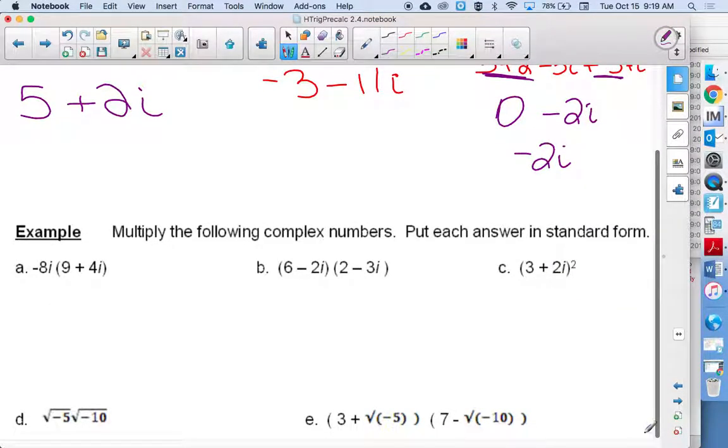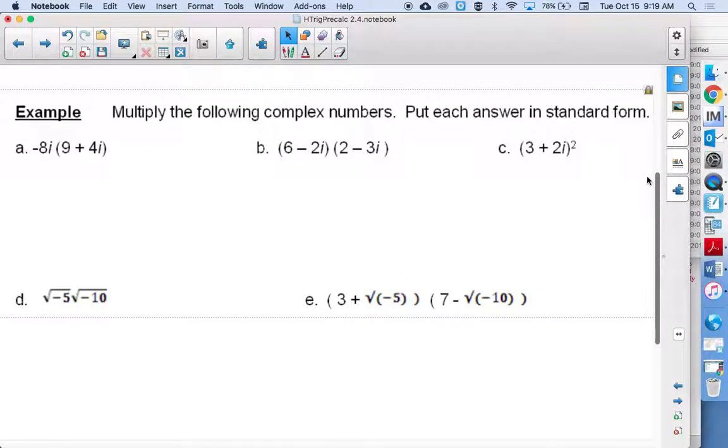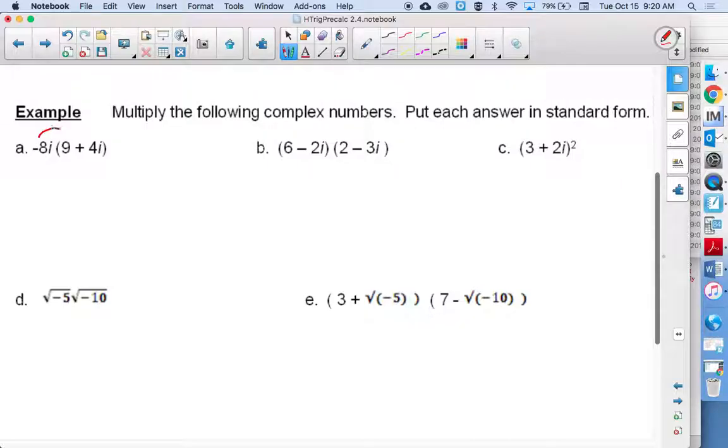There are 5 examples at the bottom of your page that want you to multiply. Again, each solution should be placed in standard form. When you're multiplying, it's the same as X. So we have negative 8I times the quantity 9 plus 4I. So Dylan, how do you think you would multiply them? Just distribute it in. Yeah, distribute it in. What is negative 8I times 9?